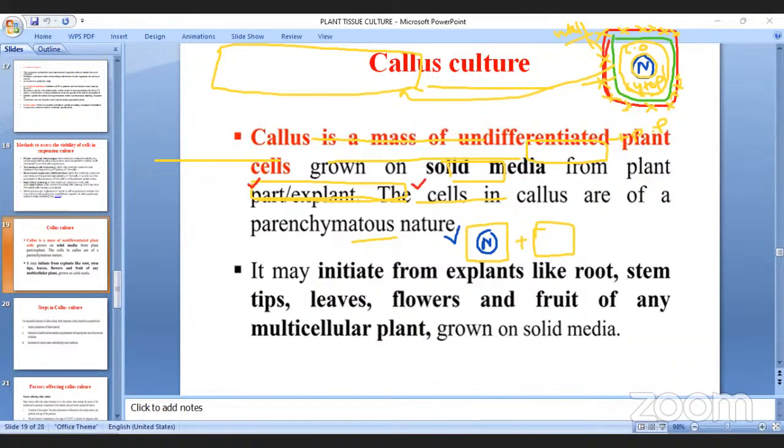Now you know where the protoplast is. You have to separate the protoplast from the cell. Where is the protoplast? Inside the cell. So you have to separate it, and that is done by two methods: the mechanical method, where we separate it mechanically, or the enzymatic method. First, the mechanical method.